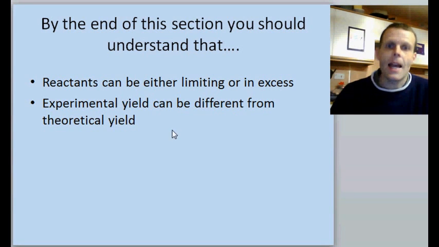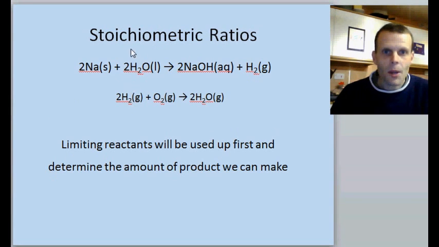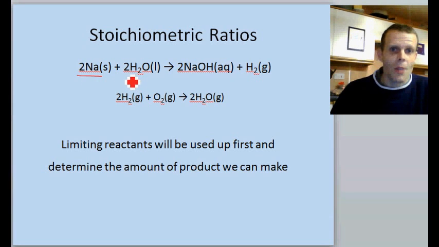We're going to learn these terms: limiting reactant, reactant in excess, and we're going to learn a little bit about percentage yield as well. I'm going to start just by looking at this term stoichiometry and what it means. If we look at the equation, you've got these numbers in front, these coefficients that we use to balance the formulae. You can see here you've got 2 moles of sodium reacting with 2 moles of water to produce 2 moles of sodium hydroxide and 1 mole of hydrogen.